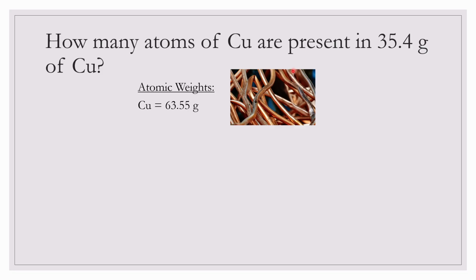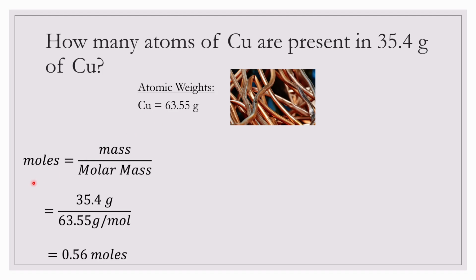In this problem, we will be calculating how many atoms of copper are present in 35.4 grams of copper. This is a little different from the previous questions, and we'll be using Avogadro's number as well. First, we'll start off by listing the atomic weight. So for copper, it's 63.55 grams.